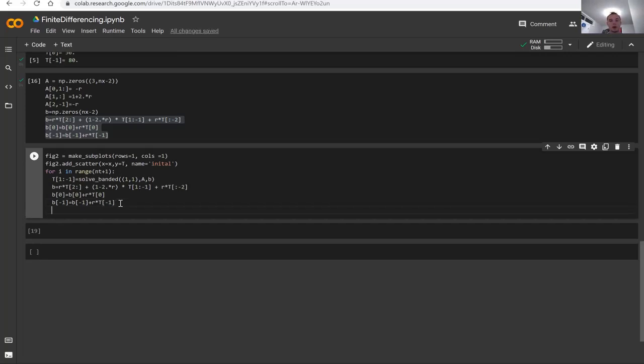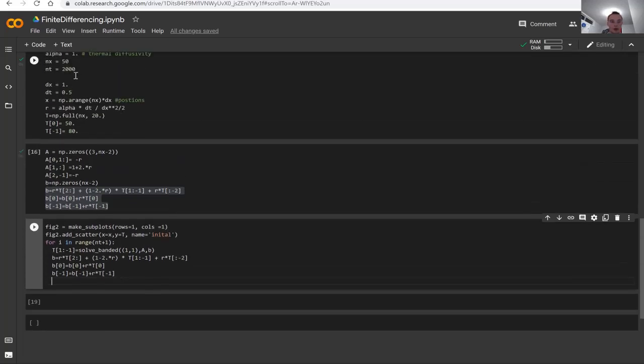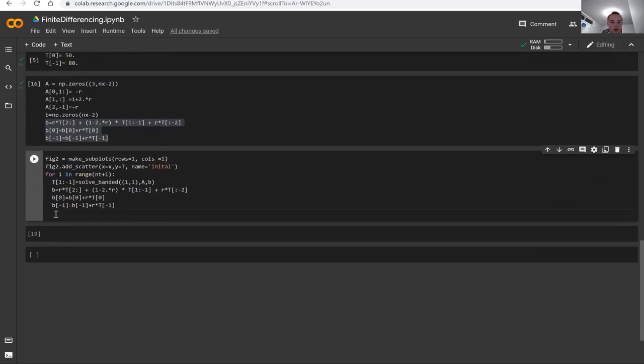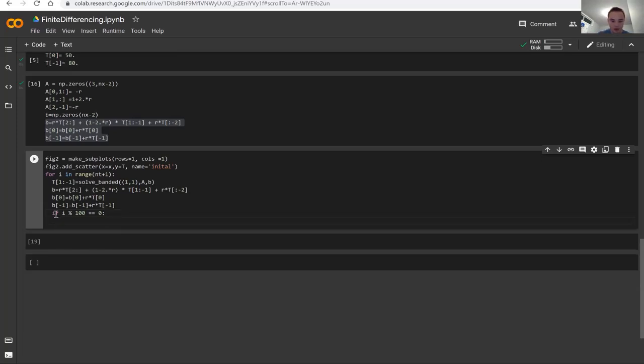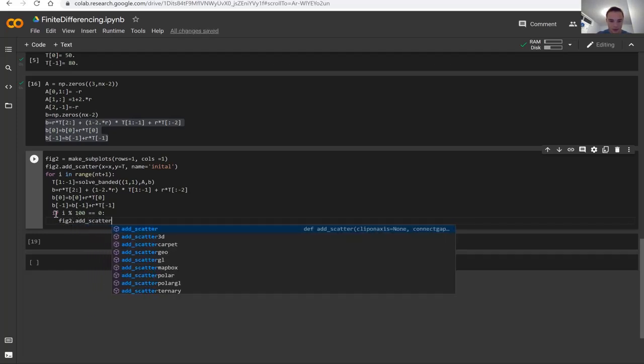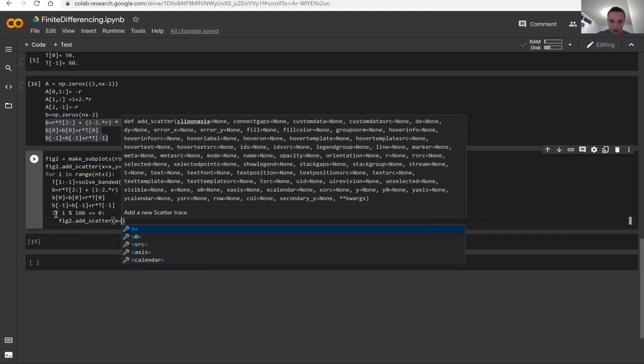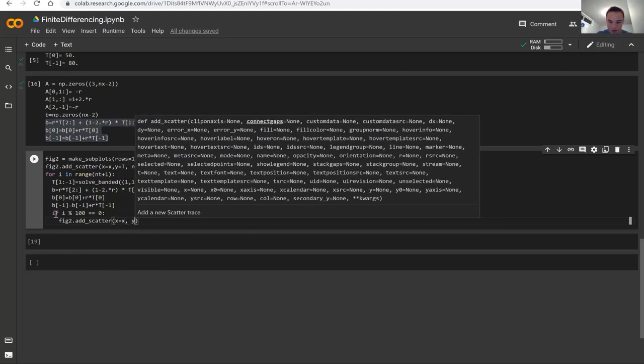Now what we want to do is what we did earlier. Since we have 2,000 time increments here, we don't want to plot all of them. It'll get too crazy. So we'll use the modulo function to only plot multiples of 100. We'll do that again: if i modulo 100 is equal to 0, like we did before. So this will only plot every 100th time step, not 2,000. And then we'll say fig2 dot add underscore scatter, with x equal to x and y equal to T, the temperature.